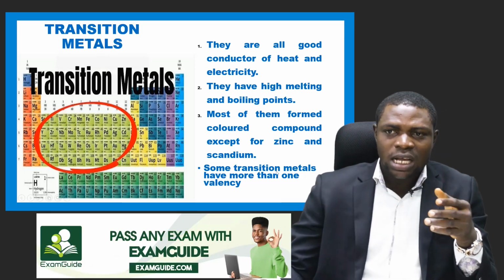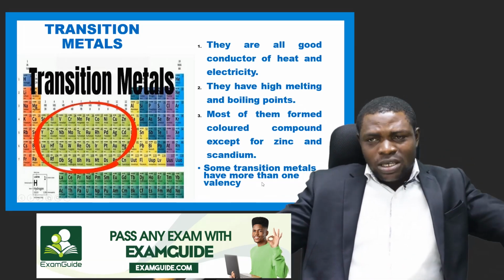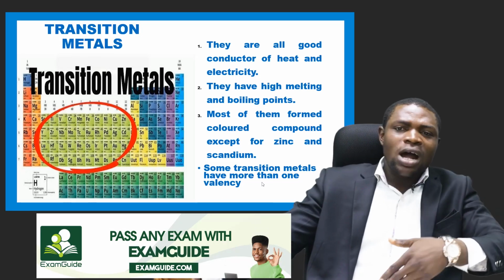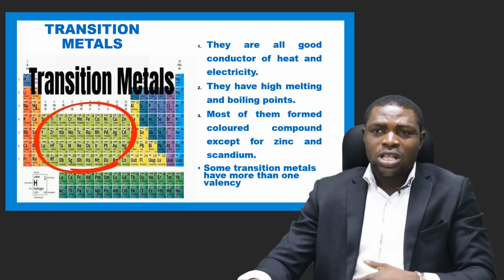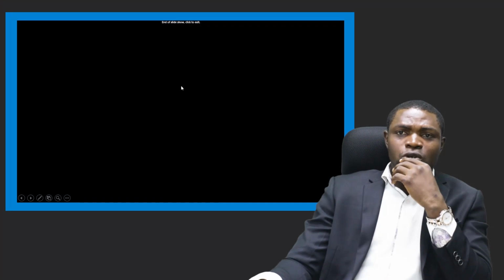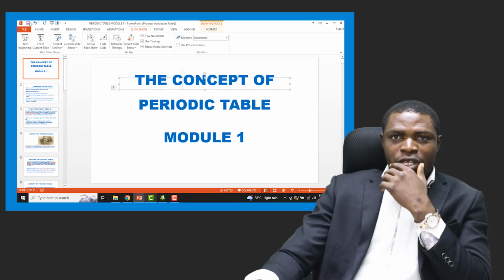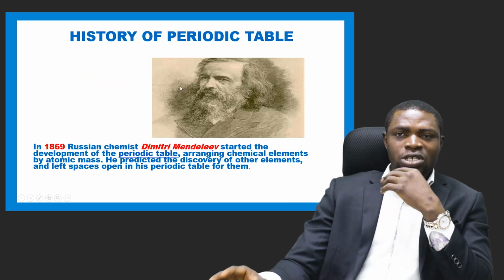So some transition metals have more than one valency. Now, when you say all of them have valency, what is their valency? Like iron has valency of 2 and 3. Why? We need to explain this when we go further in our class. So let me quickly take you to the history of periodic table. This is very important.